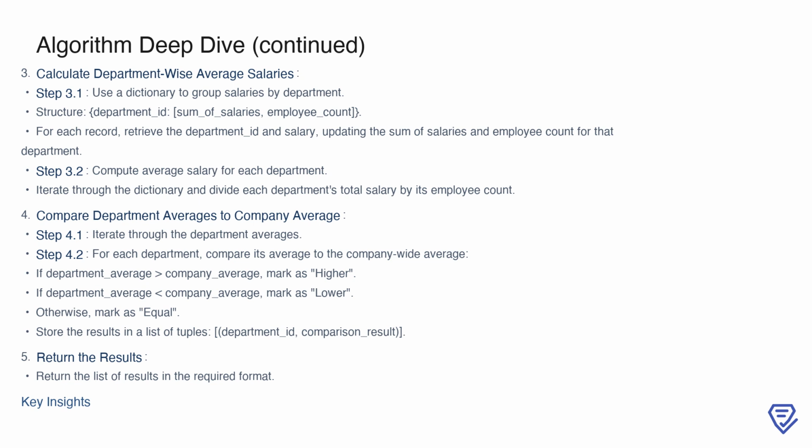After computing the department averages, we compare them to the company-wide average. For each department, if its average is higher, we mark it as higher, if it's lower, we mark it as lower, and if they're equal, we mark it as equal. These results are stored as a list of tuples, where each tuple contains the department ID and its comparison result. Finally, this list is returned in the required format, completing the process.